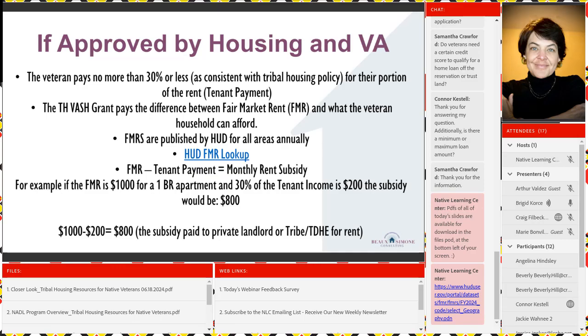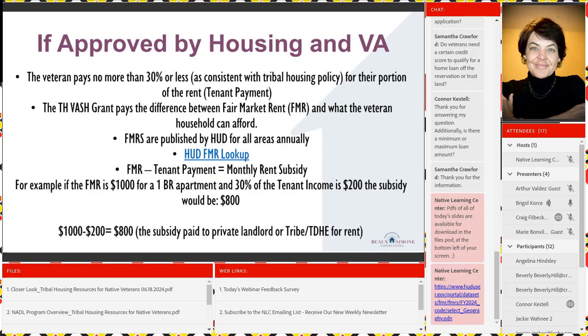The tribal HUD-VASH grant pays the difference between the fair market rent and what the veteran household can afford based on their income. The requirement is also to use fair market rent standards published by HUD annually. And so you would use that HUD FMR lookup to see what the rental subsidy available is.